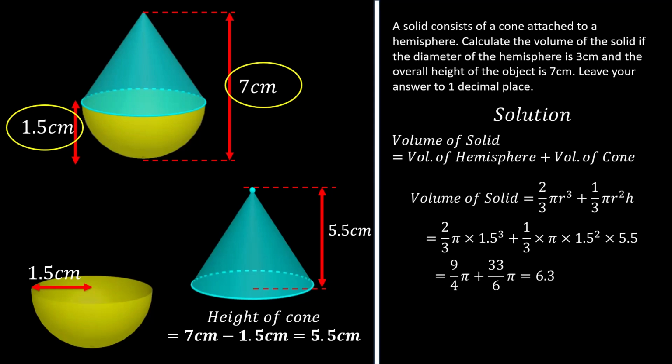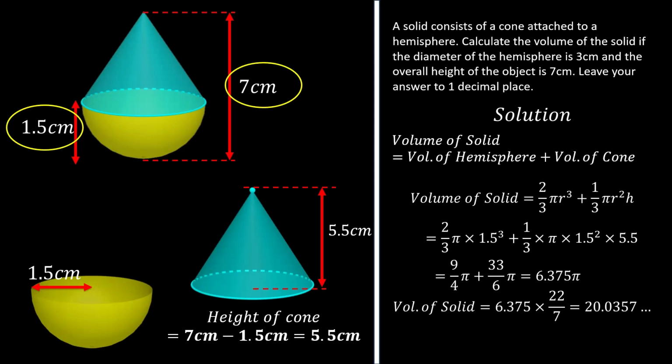So here we multiply out. When we multiply out 2/3 pi times 1.5 cubed, it gives us 9/4 pi. And when we multiply 1/3 times pi times 1.5 squared times 5.5, it gives us 33/6 pi. Then these two values added together will give us 6.375 pi, in cubic centimeters. Remember, that's volume. So we move on now to put in the value of pi, which here is 22/7.